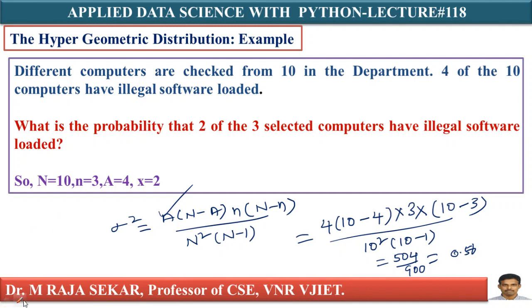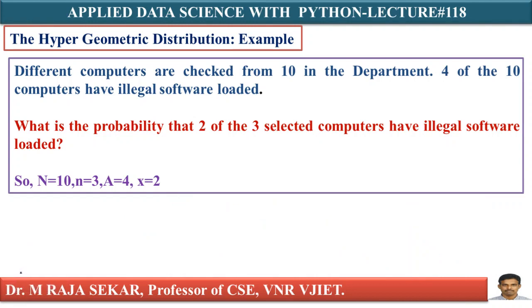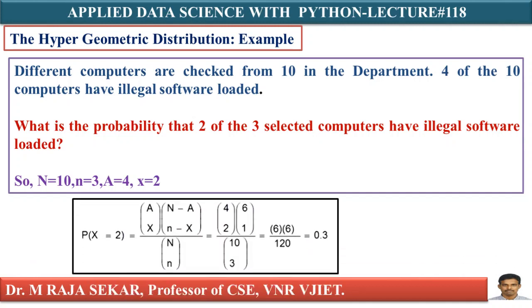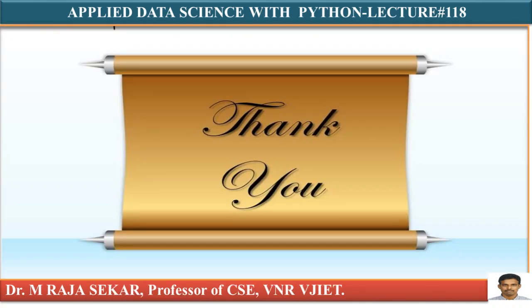This is one simple example on the hypergeometric distribution in which you can identify the probability that 2 of 3 selected computers have illegal software loaded. Not only that, you can also calculate the mean, variance and standard deviation.